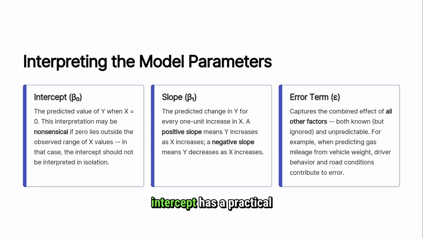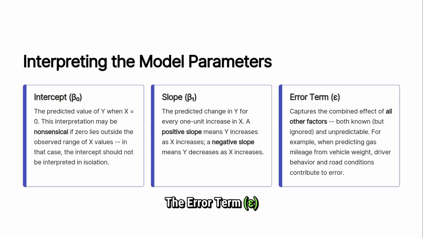In some cases, the intercept has a practical meaning, while in other situations, it may not be meaningful if a value of 0 for x is outside the normal operating range of the process. The slope, beta 1, represents the amount of change in y for every 1 unit increase in x. A positive slope indicates that y increases as x increases, while a negative slope indicates that y decreases as x increases. The slope is often the most important parameter because it quantifies the strength and direction of the relationship between the input and output variables.